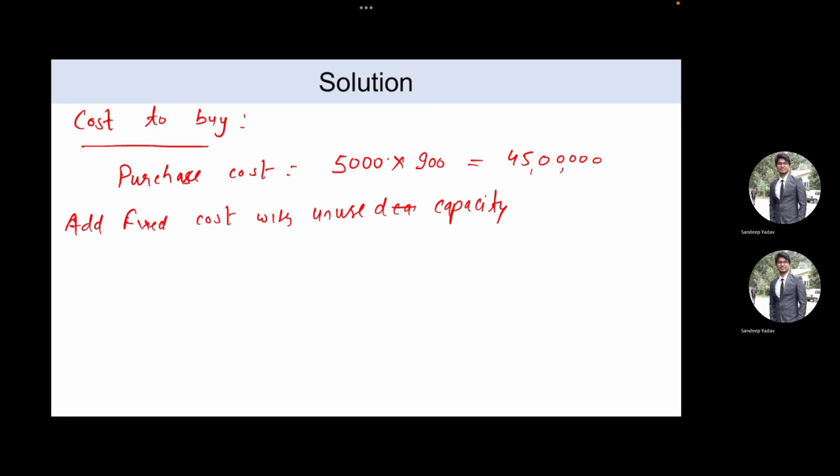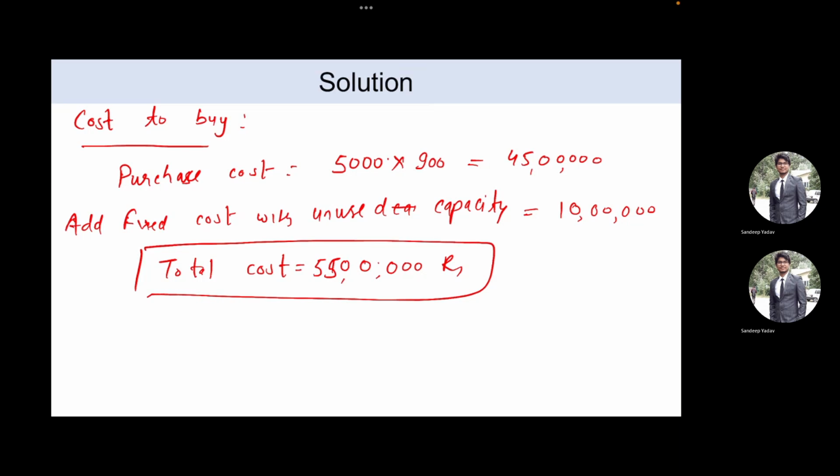Here we have to just add 10 lakh rupees because this is the fixed cost, whether we are using it or not using it. So the total cost will be 55 lakh rupees.